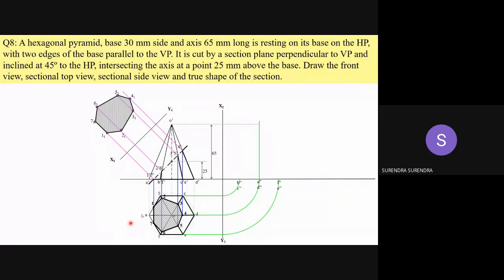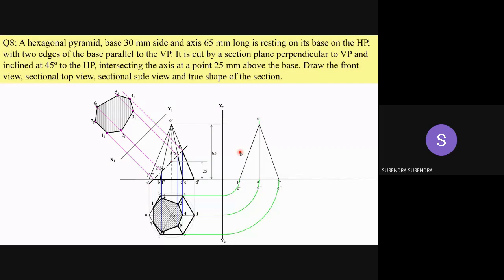Be careful. This is a projection coming from B and C, so these are B double dash, C double dash. Projection from A and D: these are the points A double dash, D double dash. This is a projection from F and E: these are the points F double dash and E double dash. Similarly, O double dash. Draw all the lines joining the base corners to the apex.